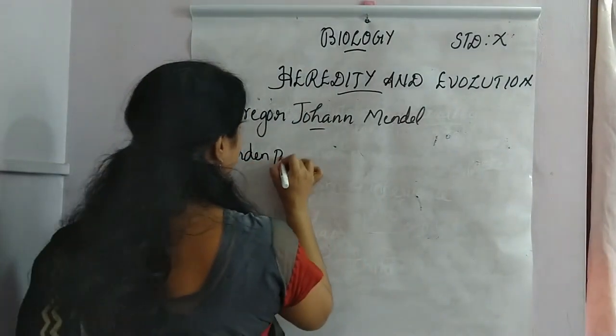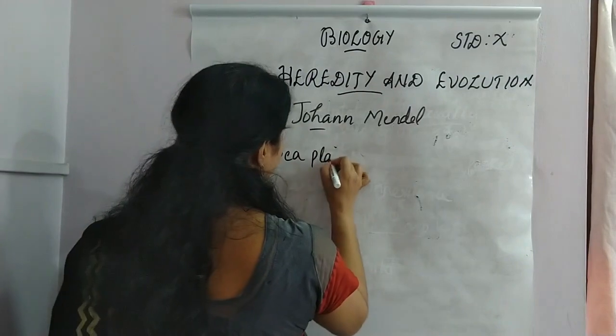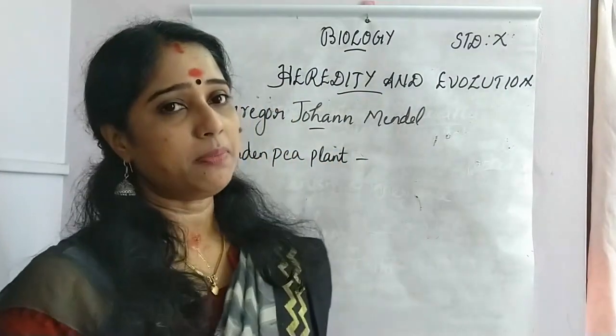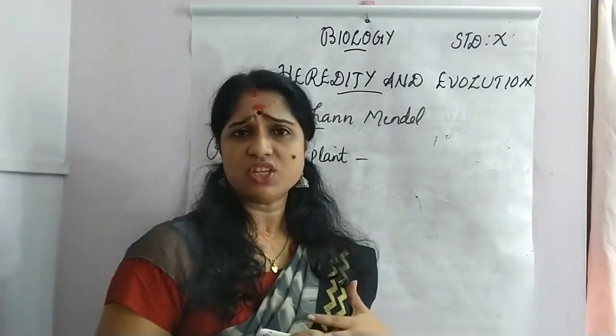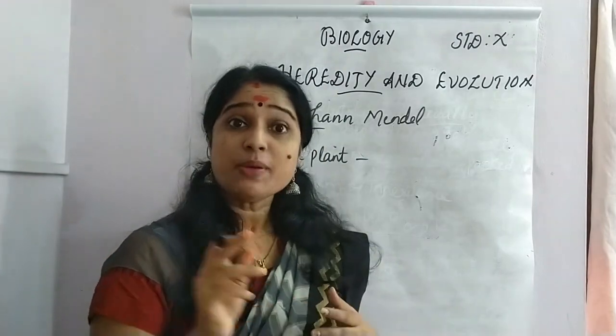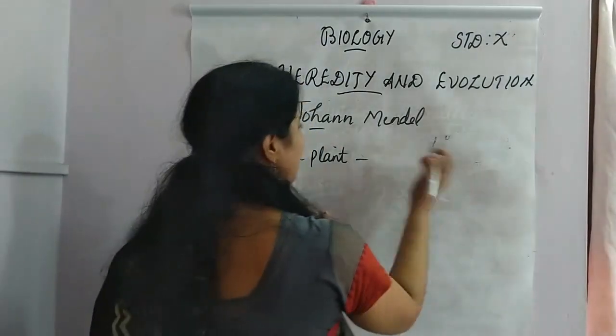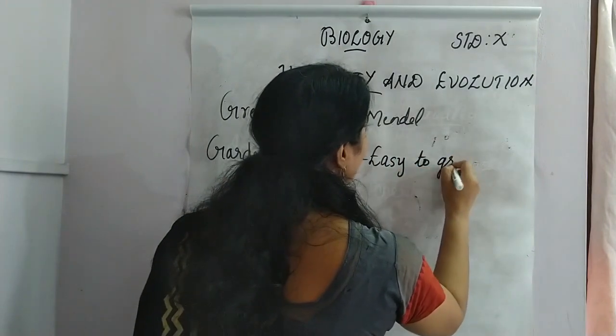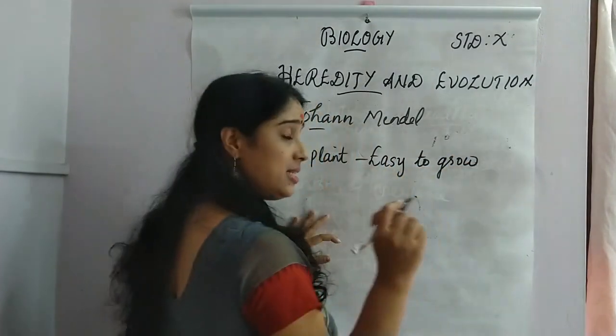Garden pea plant for doing his experiments. Then you may wonder why he selected the garden pea plant. Numerous plants are there in the vegetable garden. Then why did he select the garden pea plant? It's because of four main reasons. First one, this plant is very easy to grow. It doesn't want much attention. Very easy.